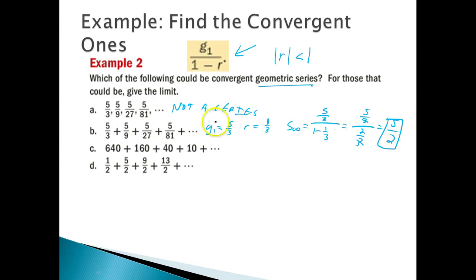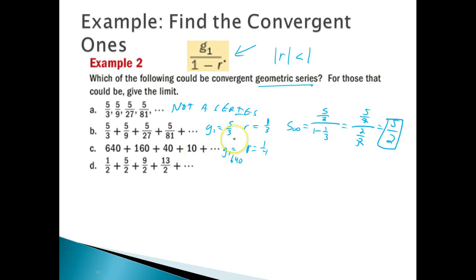Now this next one, let's see what's going on. Once again, it's a series because we're adding numbers together. And it looks like if we divide 160 by 640, or 40 by 160, or 10 by 40, it looks like we have a common ratio of 1/4. And our first term here, g1, is 640. I'll write that down here. Sorry, I'll run out of room there.